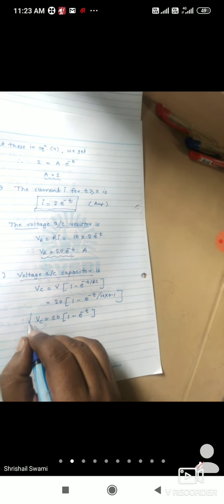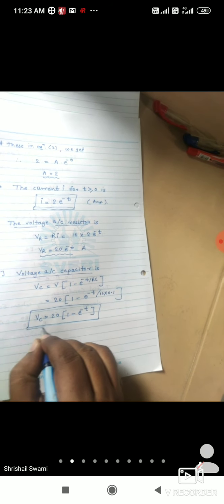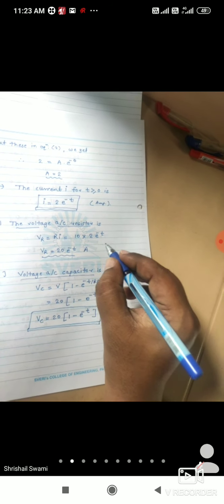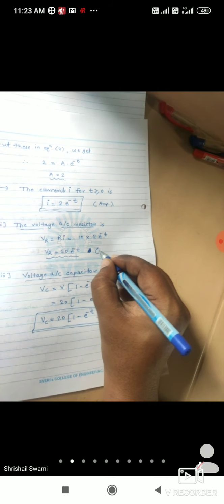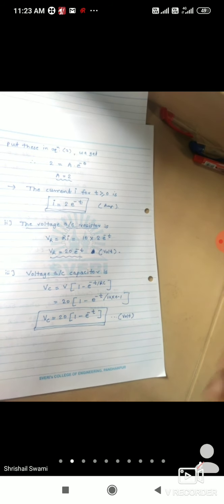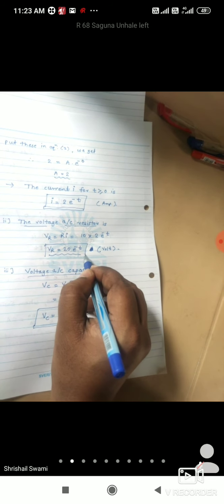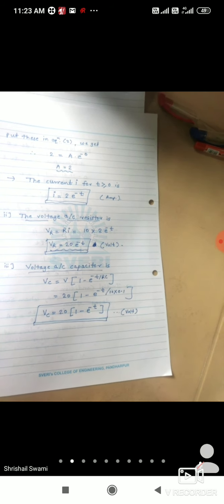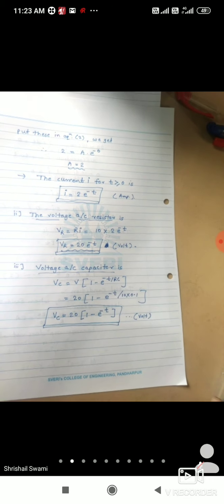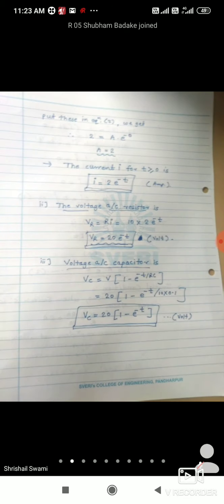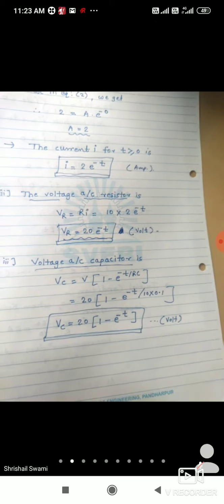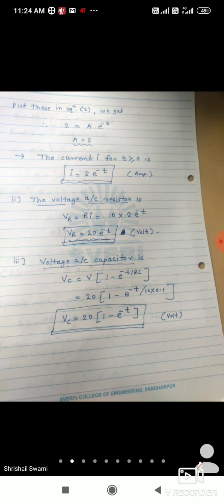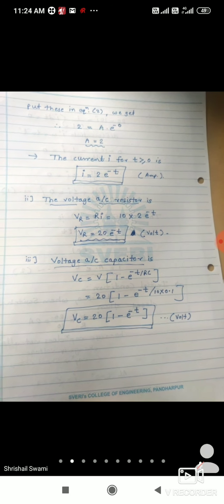So this is nothing but the voltage across the capacitor. So what will be the unit of this? It is volt. Here also, sorry, I have written ampere, it is also volt. Okay, so these are the answers of voltage across the resistor and voltage across the capacitor. So any doubt in this problem? Such types of problems they will ask for 4 marks. If any doubt is there, please ask and clarify the doubts.